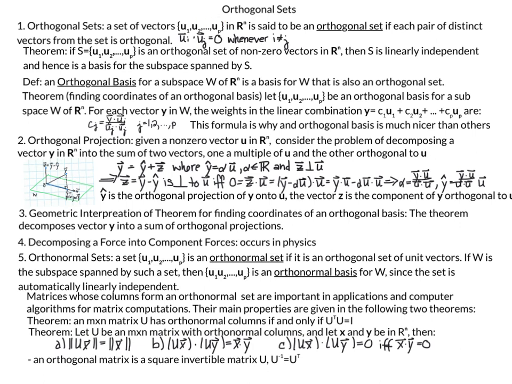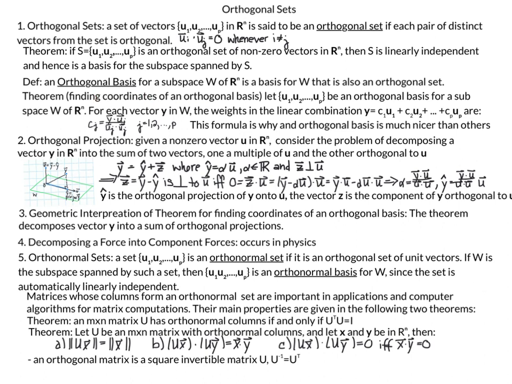From there, once we have an orthogonal set of non-zero vectors in Rn, we have this theorem that says they are linearly independent and hence a basis for the subspace spanned by S. So an orthogonal basis for a subspace W of Rn is a basis for W that is also an orthogonal set. When we have an orthogonal basis, it's particularly nice because it's easy to find the coordinates.